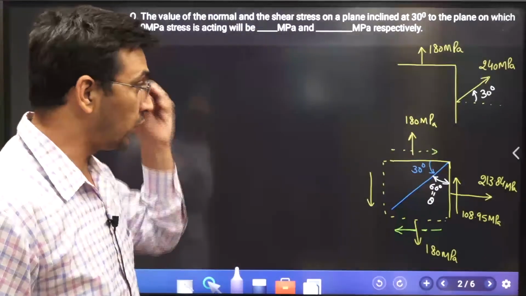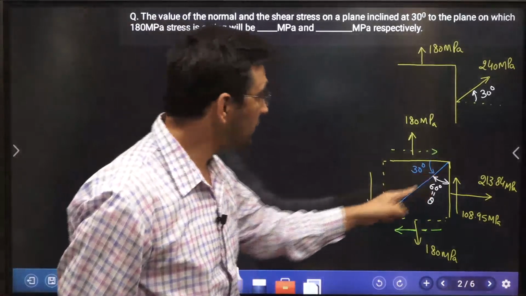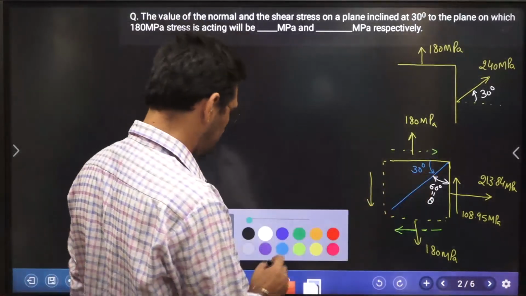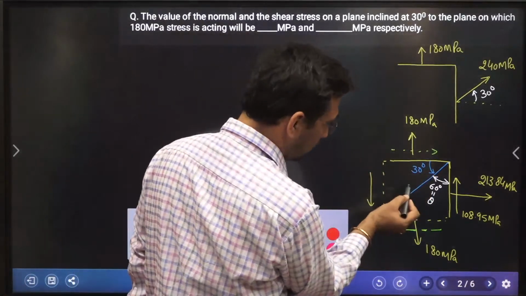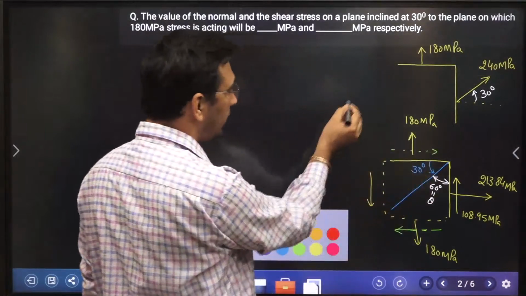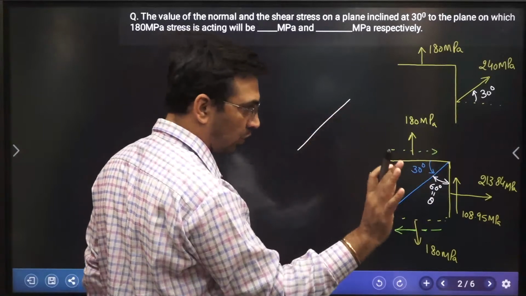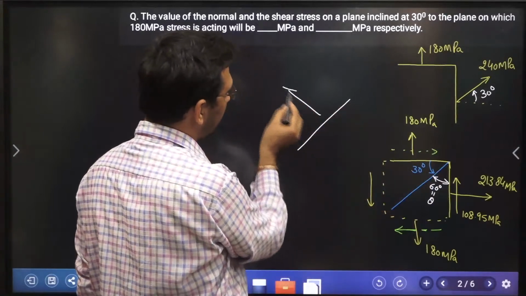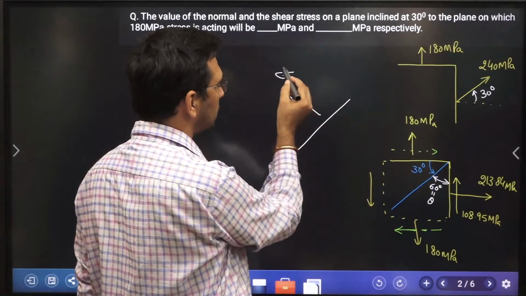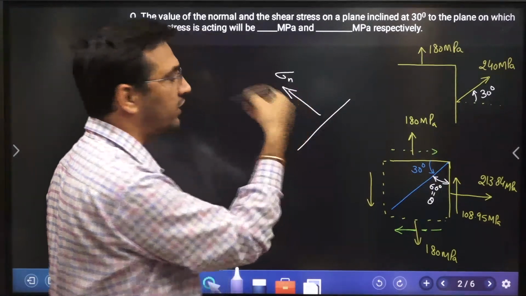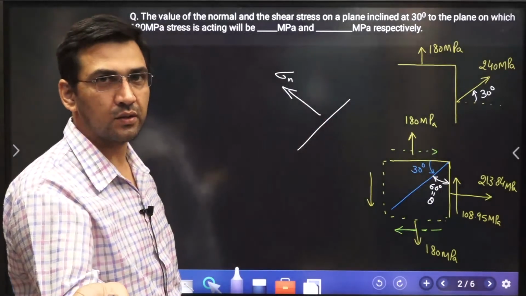That's all. Now what is he asking? He is asking to find out the stress on this plane, so that means normal stress and shear stress. But you don't know whether it is compressive or tensile in nature in this plane. So I can initially take it as tensile, and if it turns out to be positive, then I will say tensile. If it turns out to be negative, you will say it is compressive.